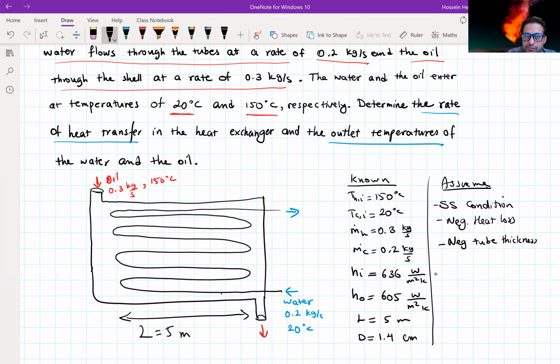And we are using copper for the tube, so it has a high thermal conductivity of tube material. What that means is it provides really minimum resistance by conduction to the transfer of heat from the hot to the cold. Now, constant properties.